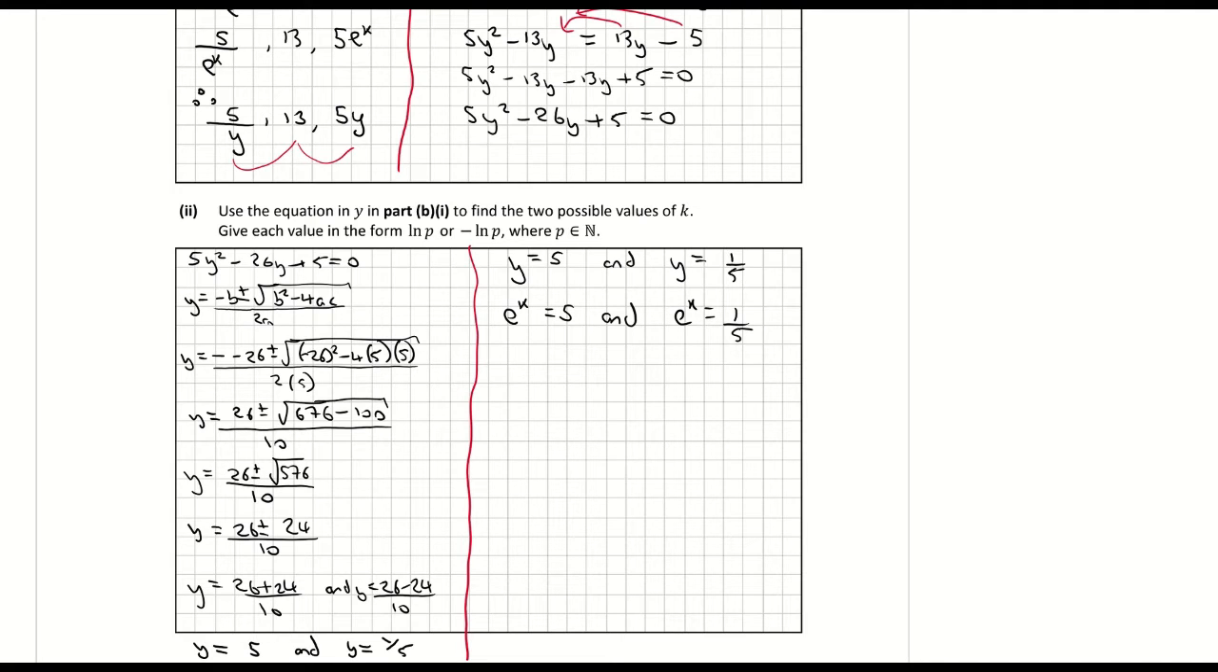And if I now use my log tables here, page 21, to solve for k. So this is the top right hand corner of my log table. So I'm using log base e of 5 is equal to k, and log e of 1 over 5 is equal to k. Log to the base e is the same as the natural log, so that's the same as ln 5 is equal to k, and log e is the same as ln again, 1 over 5 is equal to k.